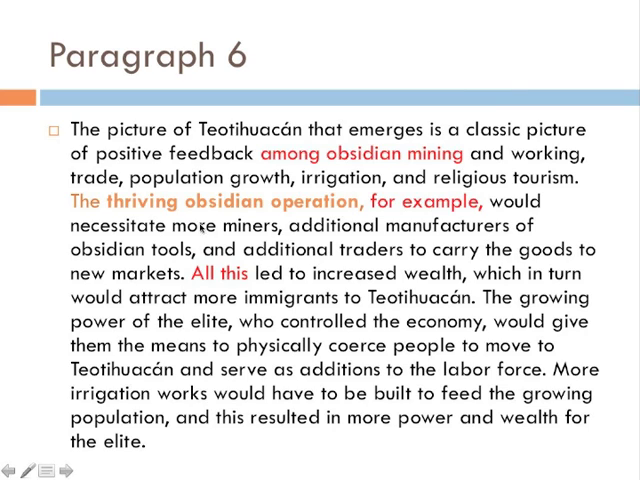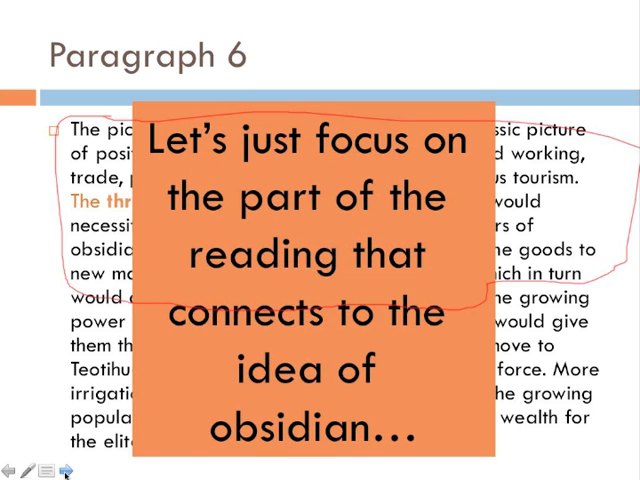And then finally, I notice that after this sentence, I do see the signal all this. So it's most likely going to be this first part of the paragraph that I might want to focus on first. Now, is it possible I might need to read more? Well, that's possible. But this is probably the area where we want to begin. So in this case, we probably want to start with the sentence before it and figure out how this part connects to that information. So we're just going to focus on that part of the reading that connects to the idea of obsidian.